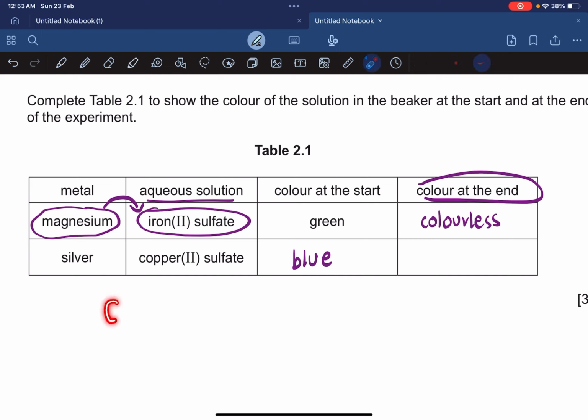Okay, next we have silver. Again, copper is above silver in the reactivity series, so if we have a salt which is copper sulfate, silver won't be able to displace copper. Why? Because silver is below copper in the reactivity series. Okay, so the blue solution will remain blue.